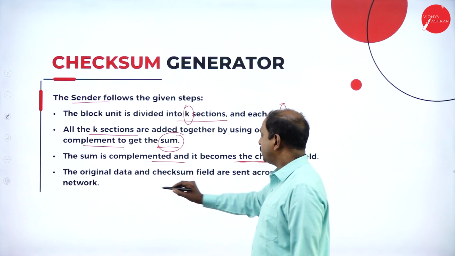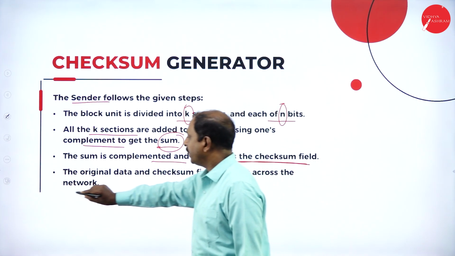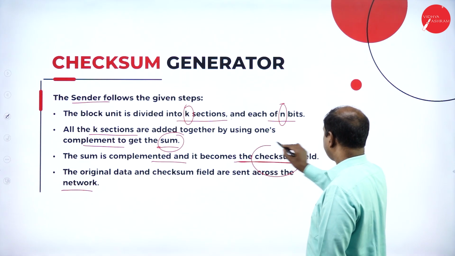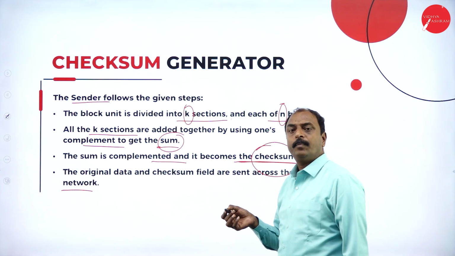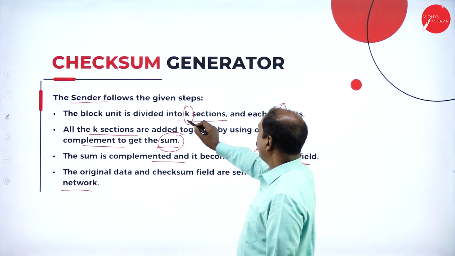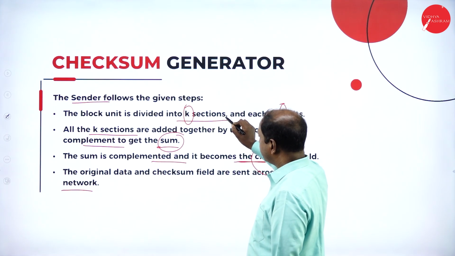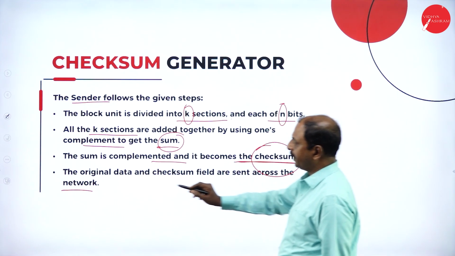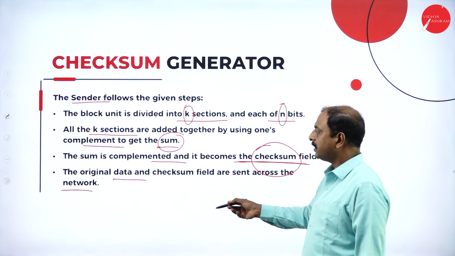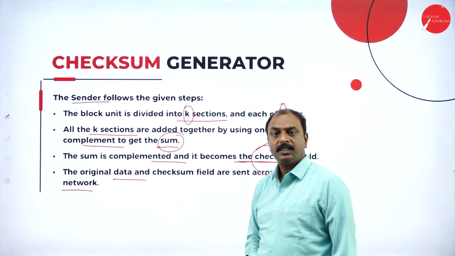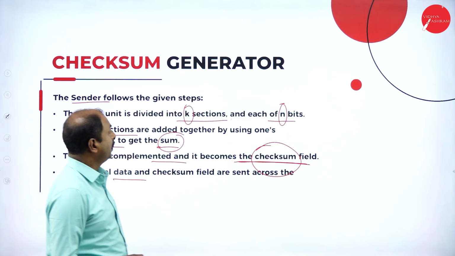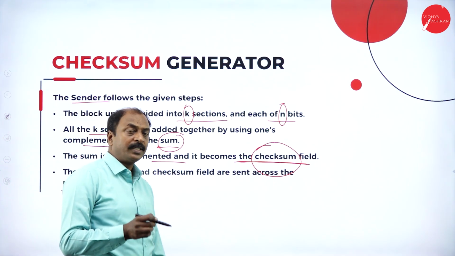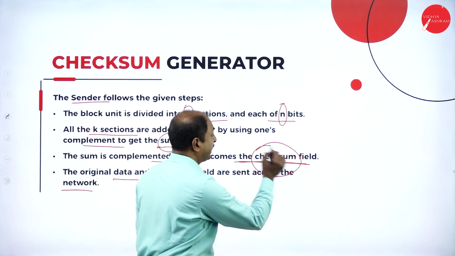The original data and the checksum field are sent across the network. So the data, along with this checksum which is generated by adding all the k sections to get the sum, will be appended along with the data, and the data plus checksum will be transmitted over the network. So this is the procedure at the sender. At the sender, first we generate the checksum.